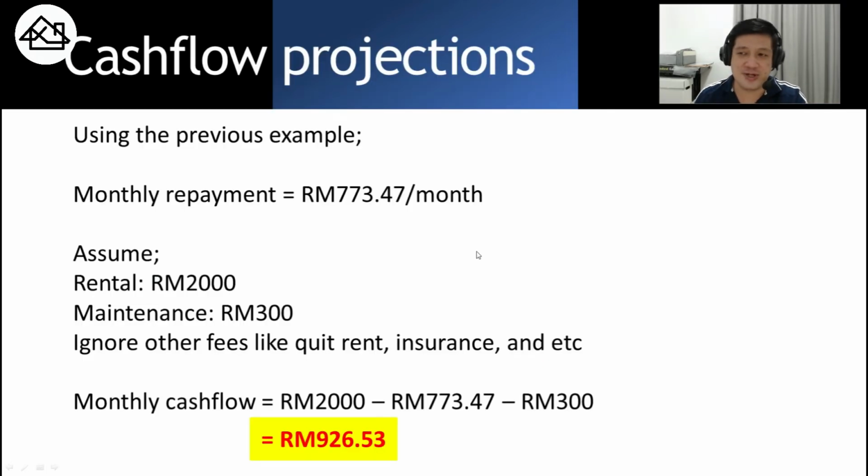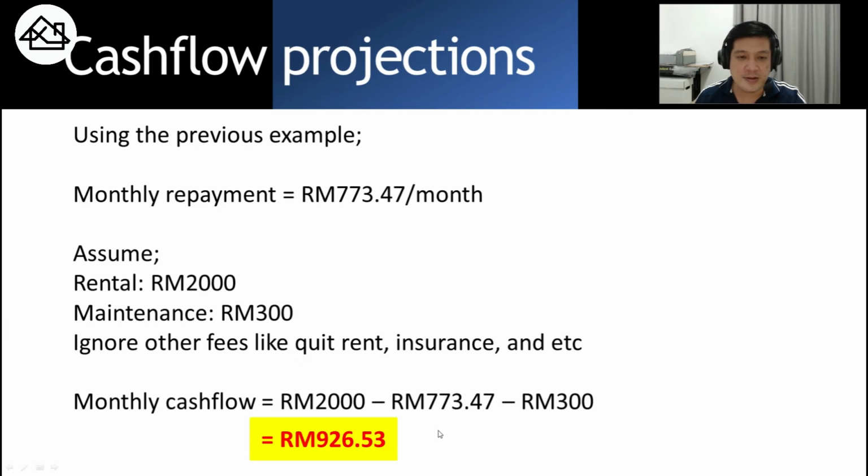Okay, this is a cash flow projection that I did using an example. Imagine here the monthly repayment is 773.47, from the previous slide. We're assuming the rental is 2000, the maintenance fee, for example, 300. Let's just ignore other fees like quit rent and insurance. We don't talk about them first, because as we all know, the biggest expense in property investing is always your bank interest. Monthly cash flow: 2000 minus 700 minus 300, so you have an extra 926 ringgit a month.